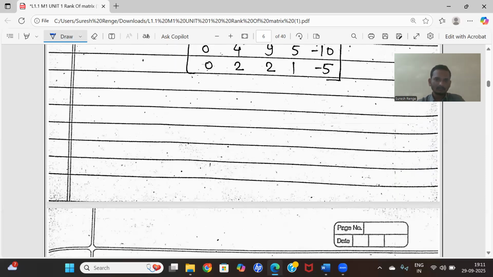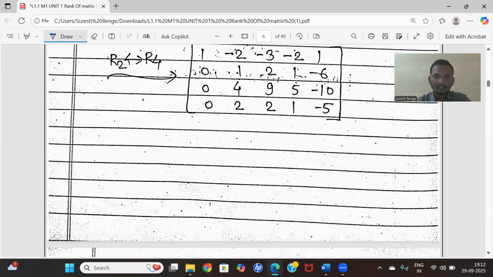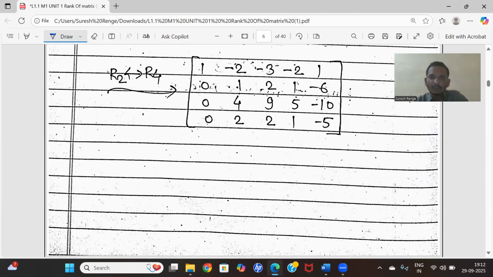Now we want to make... If you are interchanging these rows, now observe the leading element of row number two. That has become equal to 1. This is the leading element, the first non-zero element in row number 2. Now those elements which lie below that leading element, make them equal to 0. Means you want to make 4 equal to 0, you want to make 2 equal to 0.